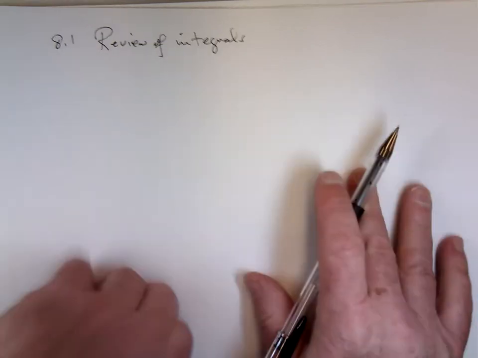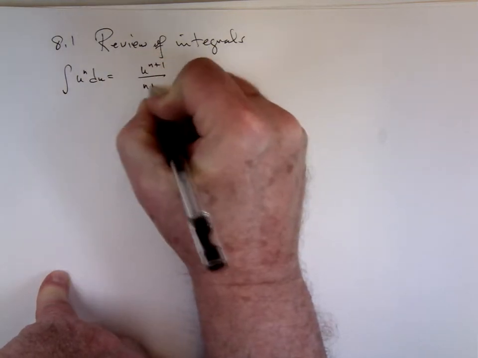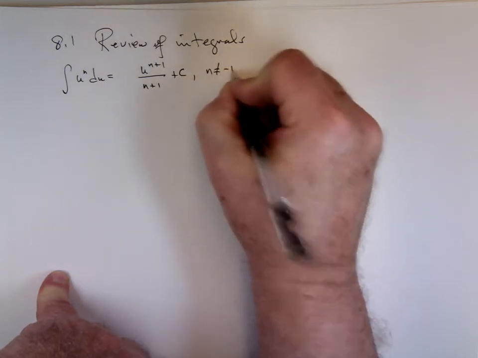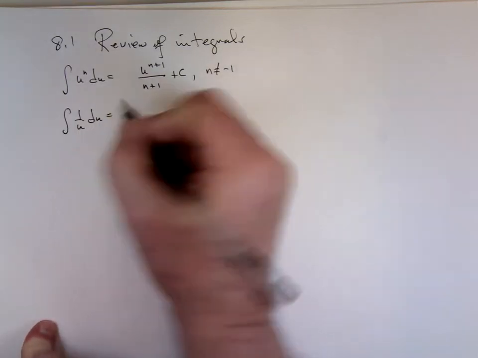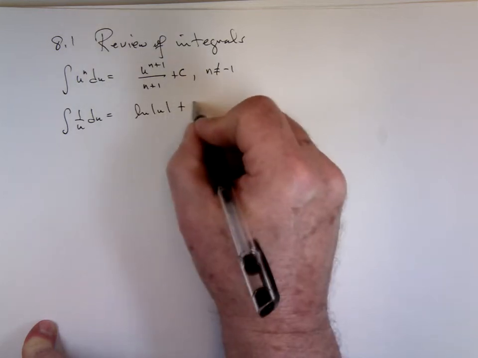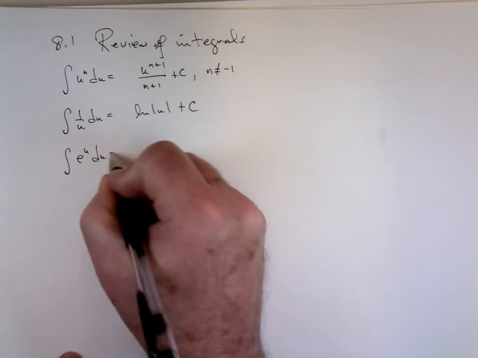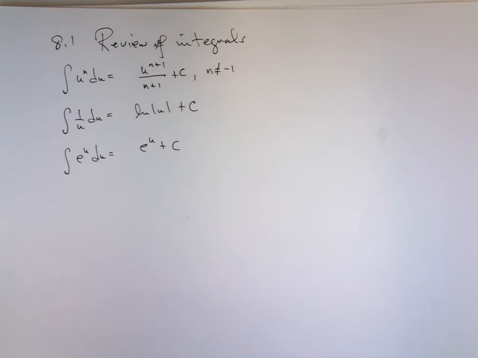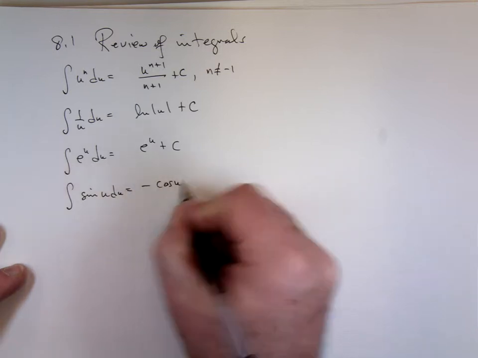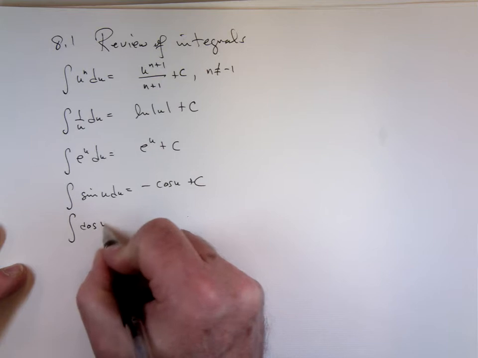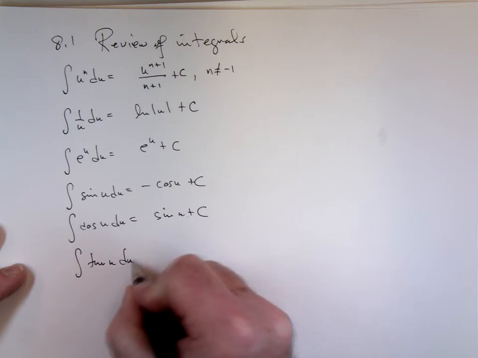You should know these. The integral of u to the n is u to the n plus 1 over n plus 1 plus c, and n is not negative 1. That's the very first one. Then you should know the integral of 1 over u du, natural log, absolute value of u plus c. The integral of e to the u is e to the u plus c. You should know the integral of sine u, negative cosine u. The integral of cosine u is sine u. The integral of tangent u is negative natural log cosine.